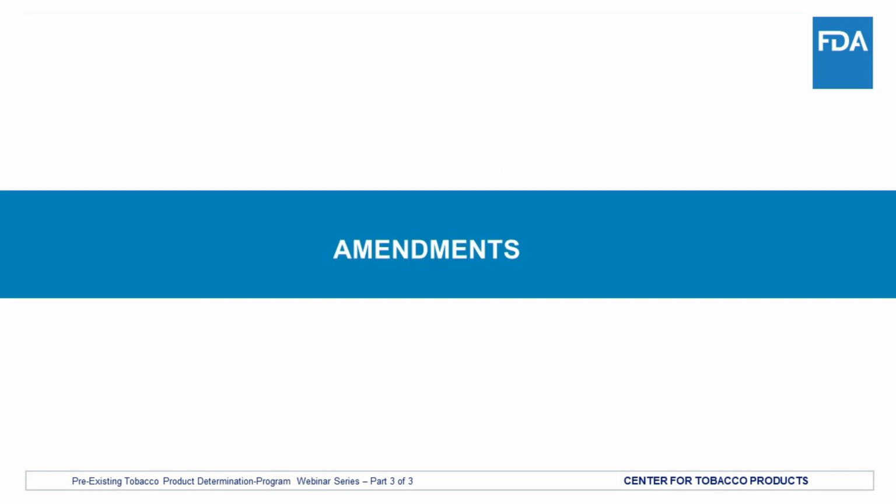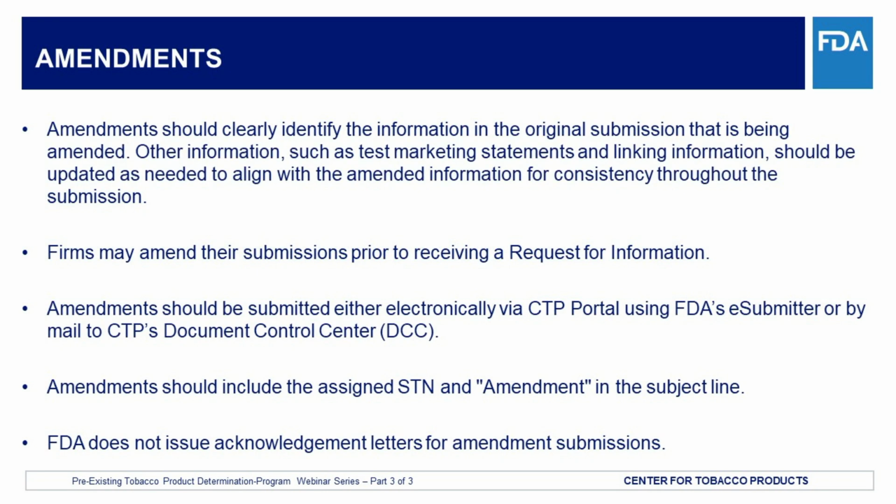Now we will discuss amendments. Amendments may be useful if a submitter notices an error or inconsistency in a submission. The submitter may amend the submission to correct inaccuracies during the review process. Any changes to a pre-existing determination may affect past, pending, or future substantial equivalence reports and/or exemption requests. This is to ensure the information included in amendments is consistent with all related submissions.